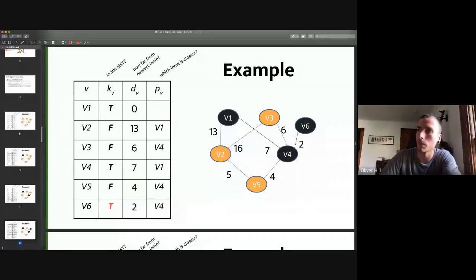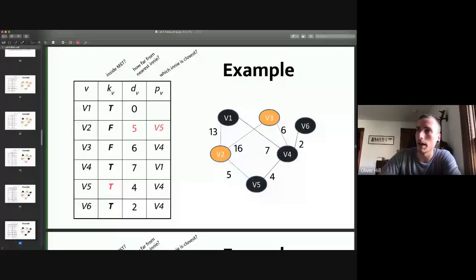Great. All right, now we're going to add v5 because, look at all of the weights in this column for nodes that are false for inside the MST. So we have 13, we have 6, we have 4. So we'll add v5 with weight 4 because that's the least. I'm going to mark that as true. And we're going to update the weight to v2 with this 5 distance here. The parent will be v5 because that weight is coming from v5.